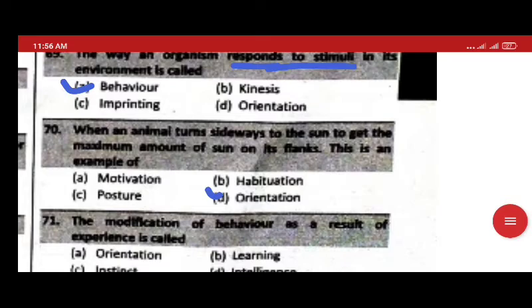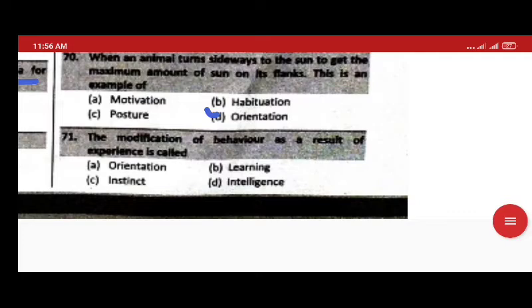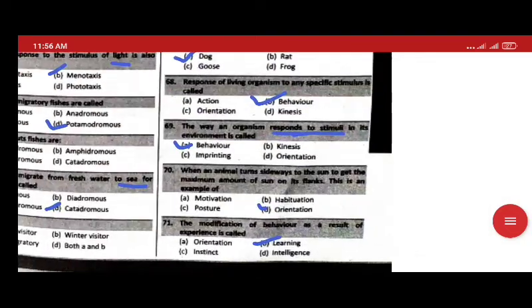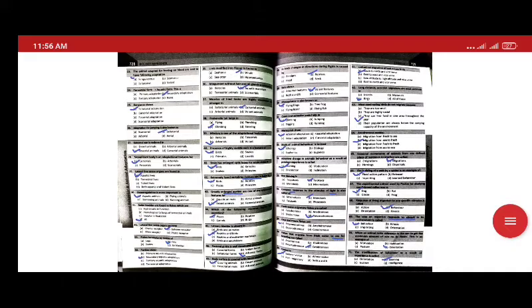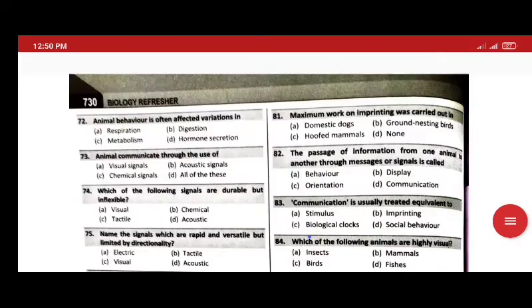So 70, D is the correct answer. Now 71. The modification of behavior is a result of experience. So experience is for learning. So option B is right. Now we will continue with the other two. So up to this today.